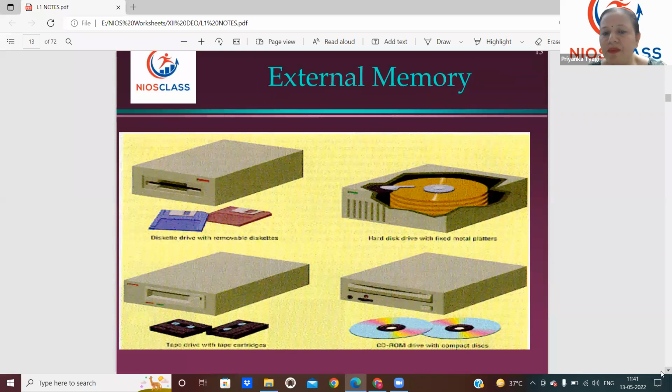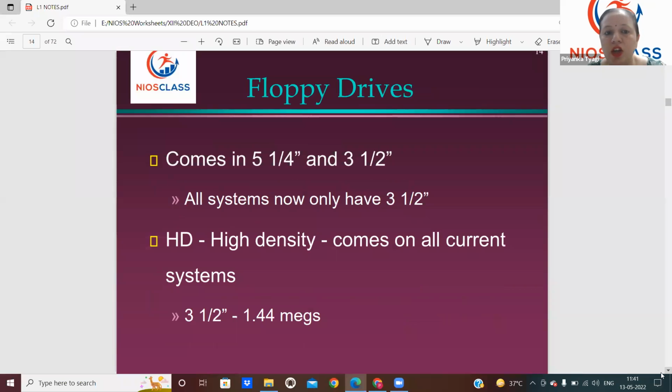Okay, now as you can see on the next page, these are certain pictures regarding secondary storage devices like diskette, hard disk drive, tapes, CD-ROM. Okay, now here you can see the floppy drive. Floppy drive. This is the first external storage device. Currently, it is not in use, but it was in use before 20 years. So at that time it was coming in these two sizes, 5 1/4 and 3 1/4, right? These were having high density to store the data.